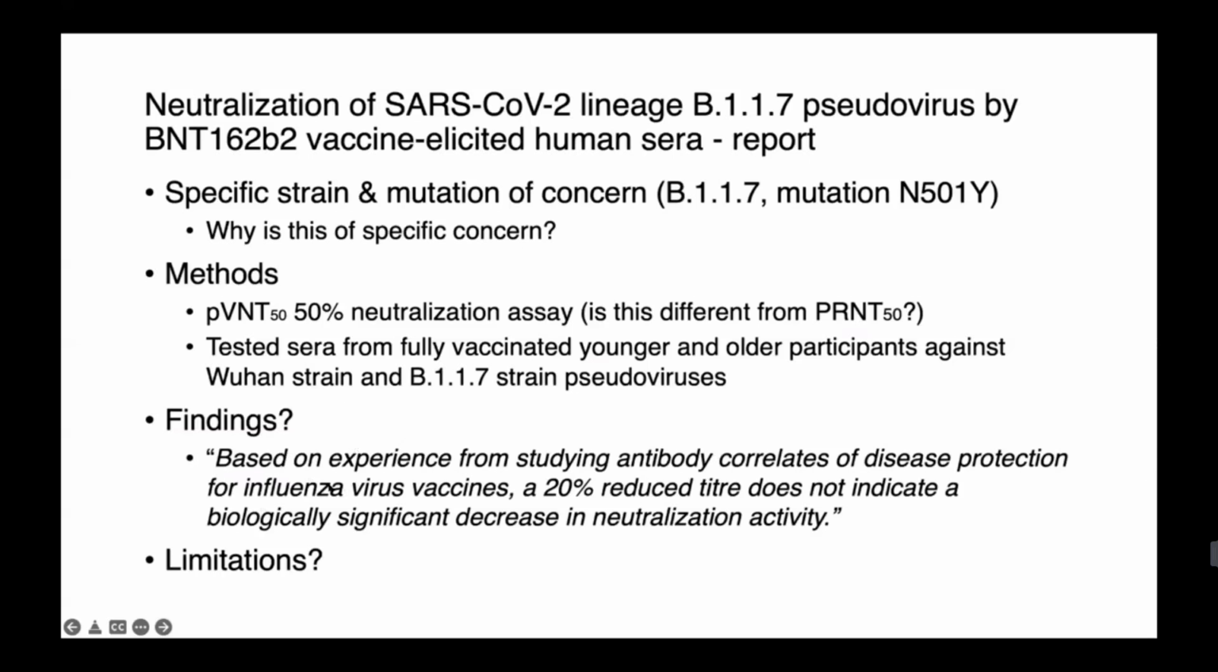Yes. Well, the finding was that the neutralization within the younger group was slightly and significantly poorer for the B117 strain compared to the original Wuhan strain. And also the fact that neutralization was not significantly different for the older group. So it is unlikely that the UK variant will escape the Pfizer vaccine mediated protection.